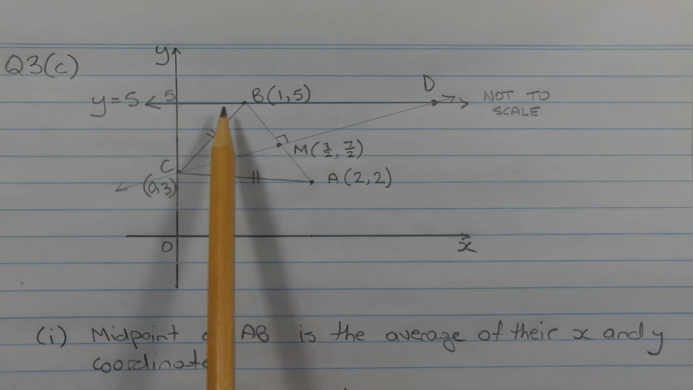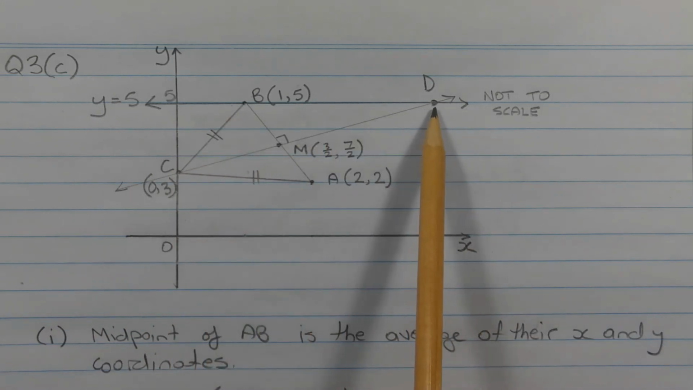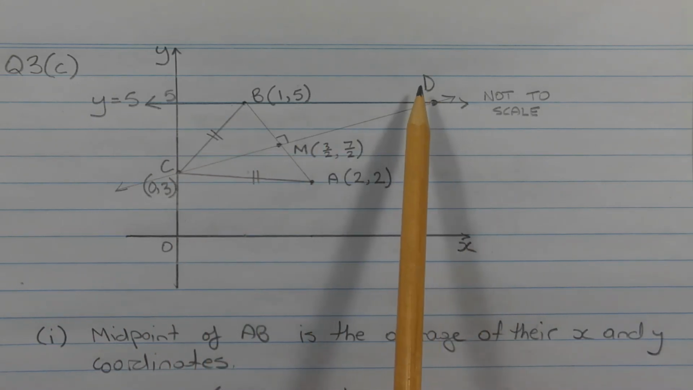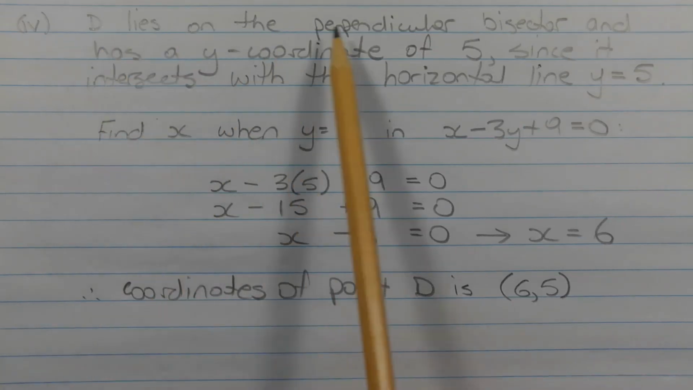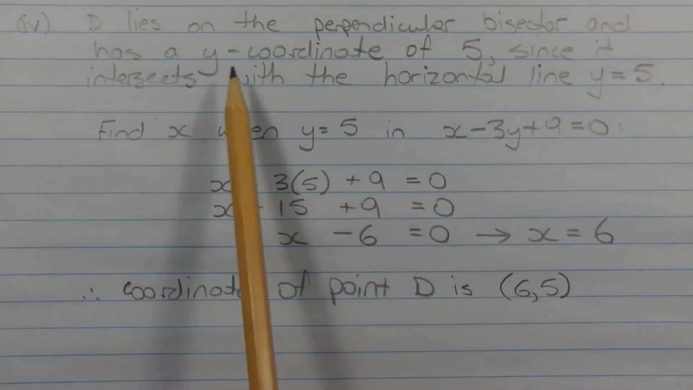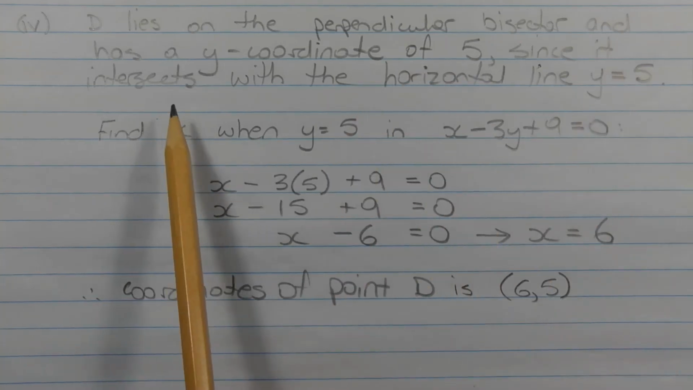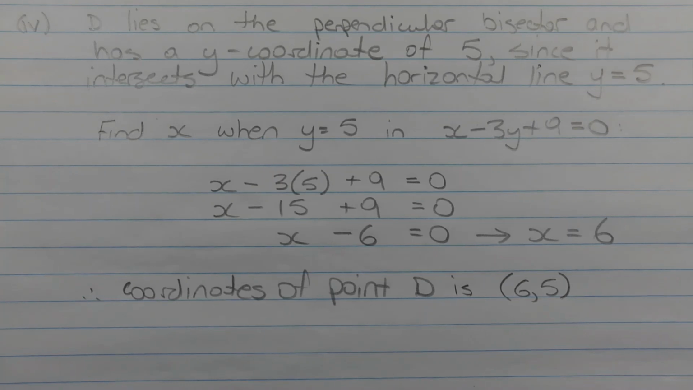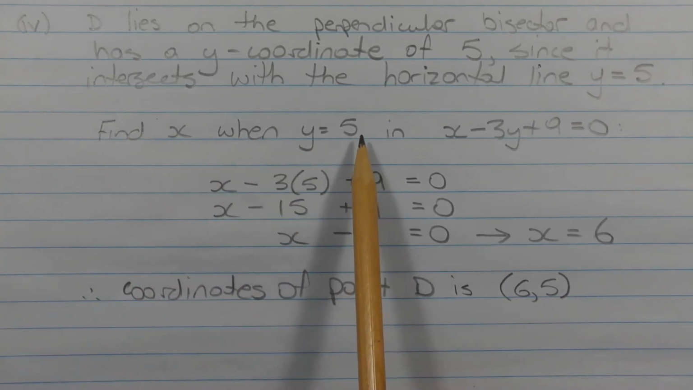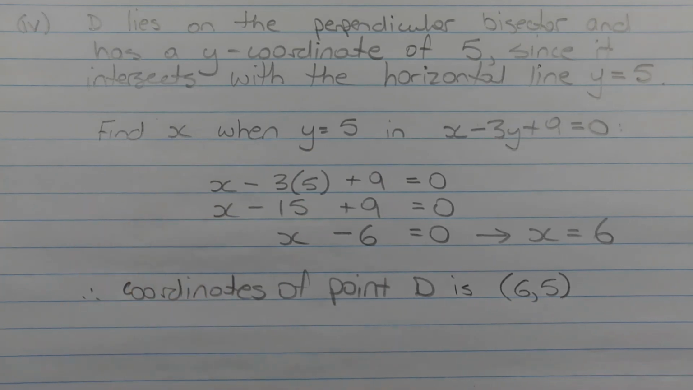And the line y equals 5 will intersect with the perpendicular bisector here, and it's marked with the point D. Point D lies on the perpendicular bisector and has a y-coordinate of 5 since it intersects with the horizontal line y equals 5 as shown in the diagram. So we want to find x when y equals 5, which corresponds to the x-coordinate of point D. And we do that using the perpendicular bisector equation that we found in part 2.